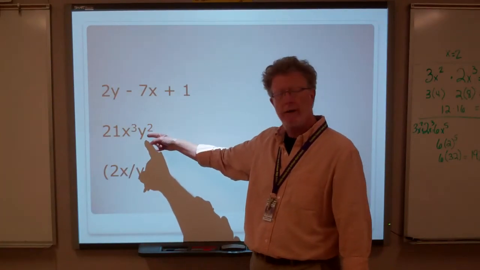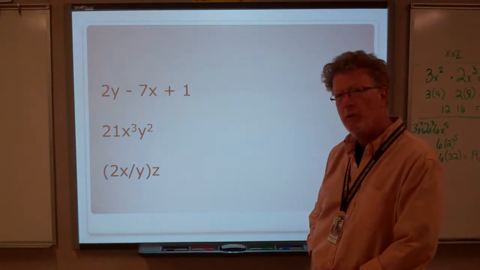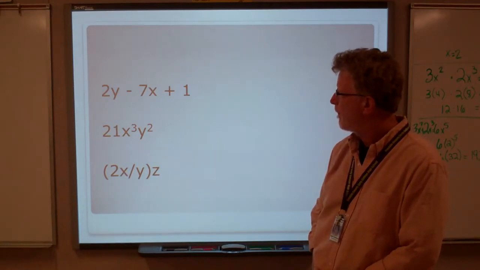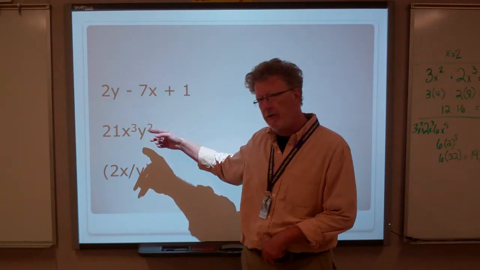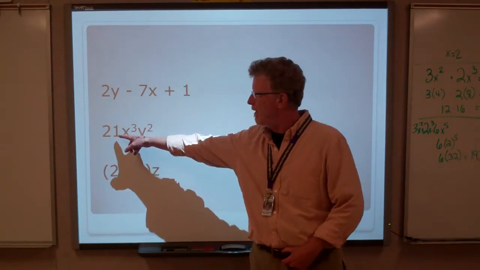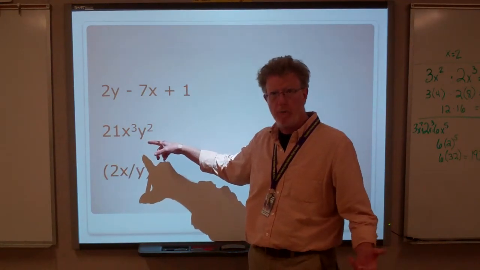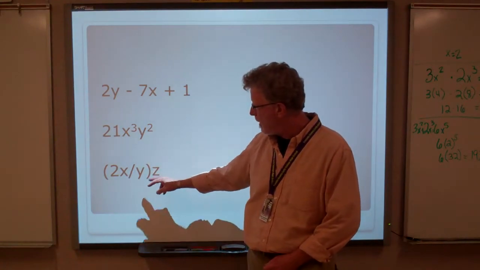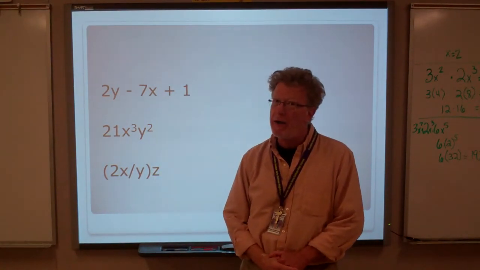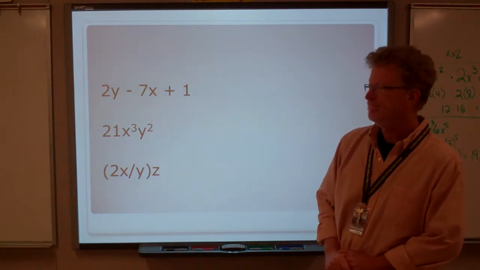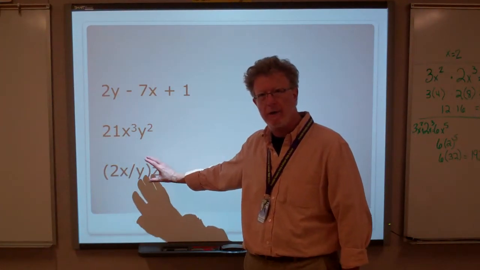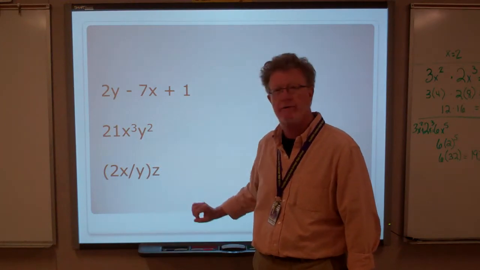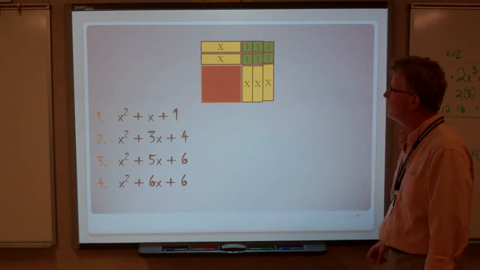How about 21x cubed y squared? Once again, this is a polynomial. There's nothing in the denominator, and we have numbers straight across in a monomial format. And what about 2x divided by y times z? Well, I think you've already seen this is in the denominator, which means this cannot be a polynomial. So the answer to this one is no.